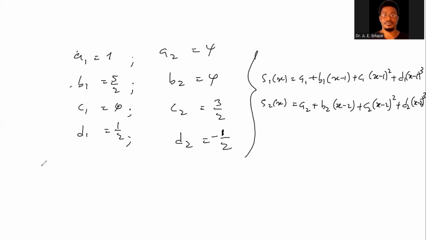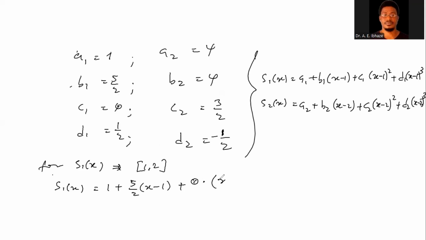So that from this, we now have for S1 of s on the interval 1, 2, S1 of s to be the same as 1 plus 5 over 2 times s minus 1. That's a1 is 1, b1 is 5 over 2, then plus c1, which is 0, times s minus 1 squared, plus d1, which is a half, into bracket s minus 1 cubed.